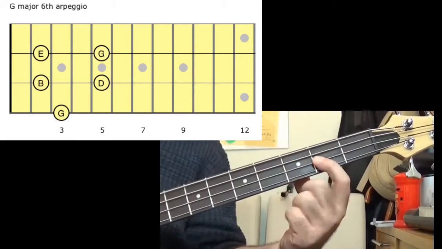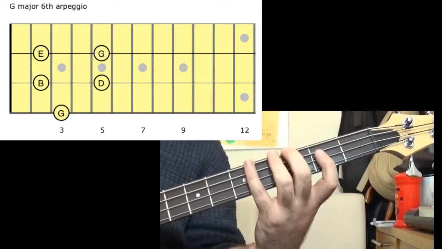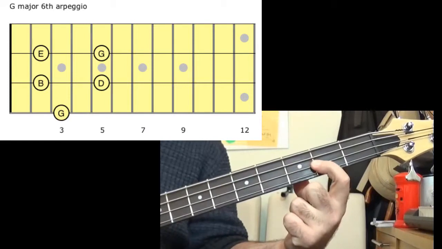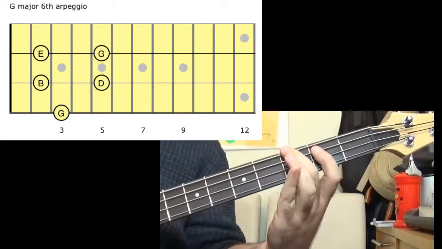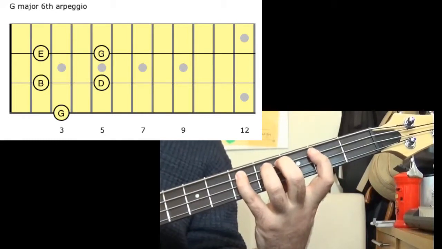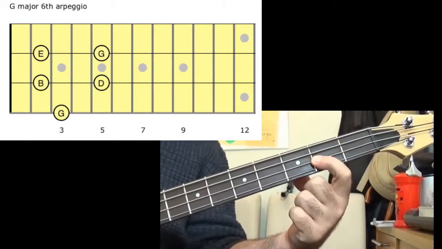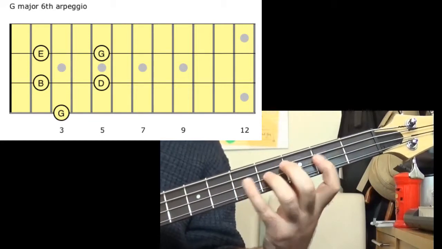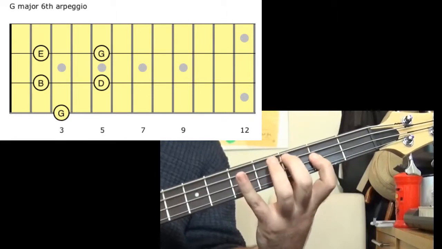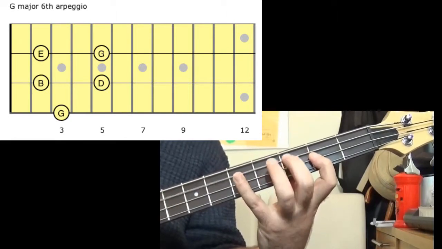So let's find the 6th interval of the scale. We'll play the scale and stop when we get to number 6. There it is, it's my E note. So I want the 1st, the G, the 3rd, the B, the D, the 5th and the E, which is the 6th, and then the octave of G. So my major 6 arpeggio is root, 3rd, 5th, 6th, octave.